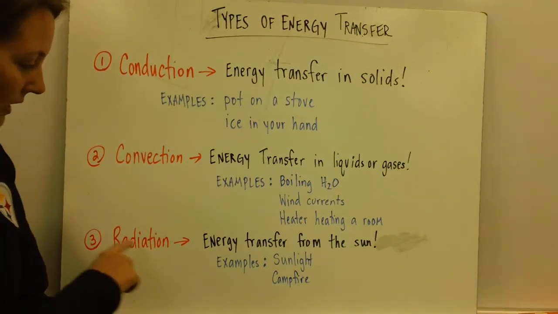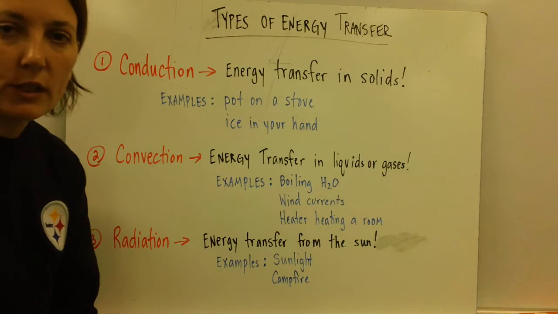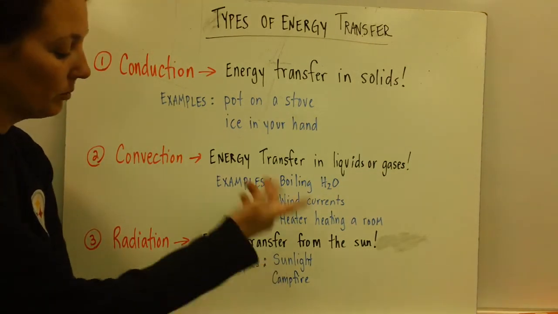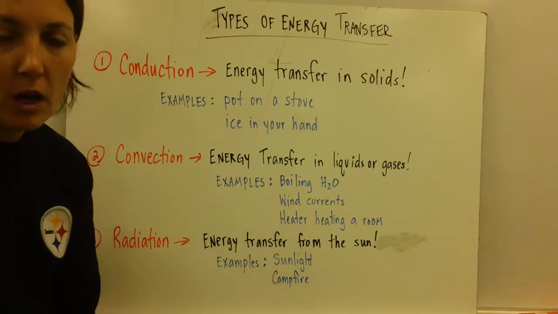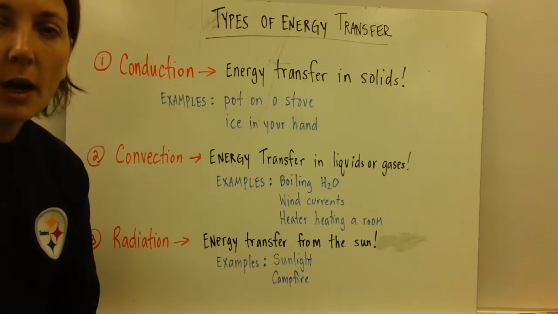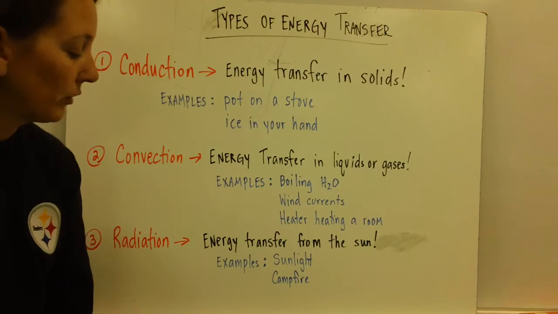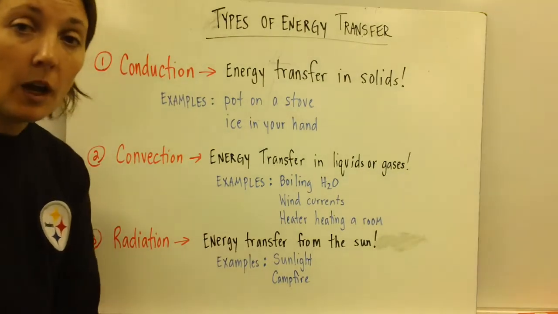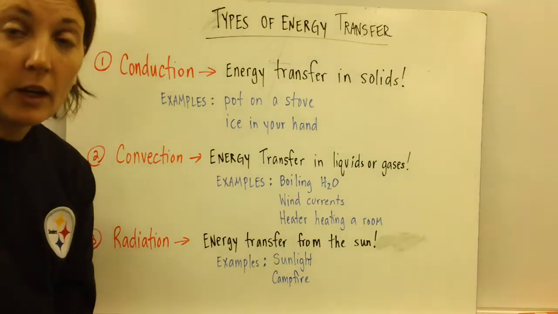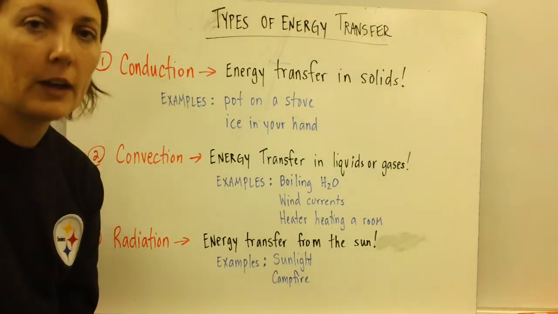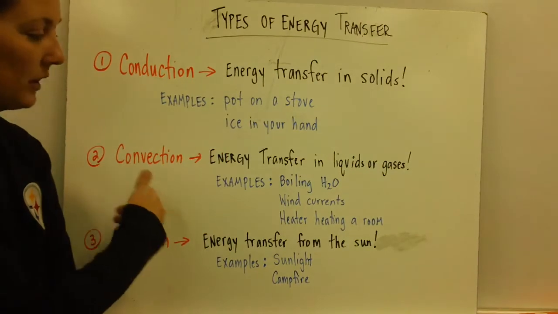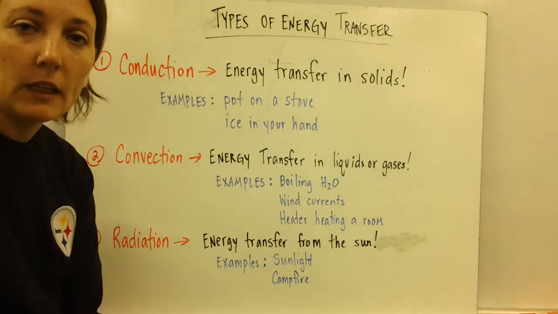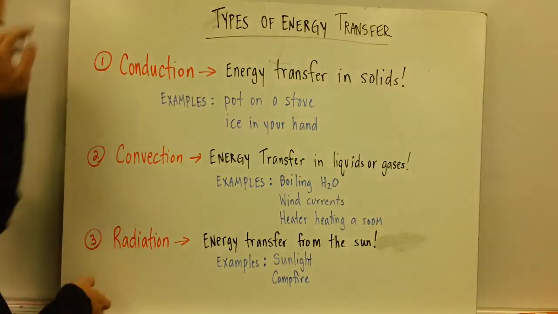The last one is radiation. All right, and this is energy transfer from the sun. Another example, and of course I put sunlight here, another example would be a campfire. That energy from the fire would actually be another example of radiation. Now, it gets kind of confusing because if you think of a campfire, it's actually going to be warming the air. The heat from the fire is radiation, but it is also a form of convection because it would actually have heating of the gases of the air around it.